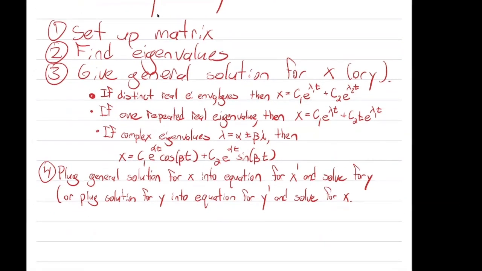And then once we have the eigenvalues and a general solution for one of our equations, we plug this into one of the differential equations and solve for the other. So the way that we did it last time is we found a general solution for x, we plugged it into the equation for x prime and solved for y. You could very well use your eigenvalues to write a solution for y and then plug this solution into y prime and solve for x. Either way you want to do it is fine.